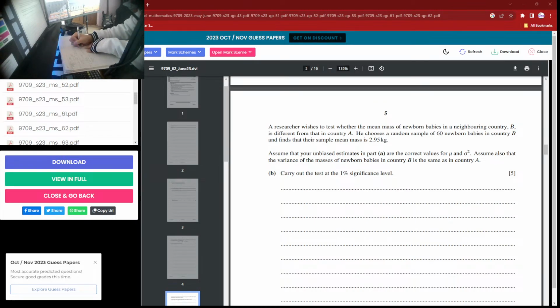So that's why we have to take it to be more than our 3.25. So 3.25 minus 2.95 over root of our variance, which would be 0.766 over 60, because you're taking it with 60 babies. So your z value will be more than 3.25 minus 2.95 over root of 0.766 over 60. We would get 2.655.